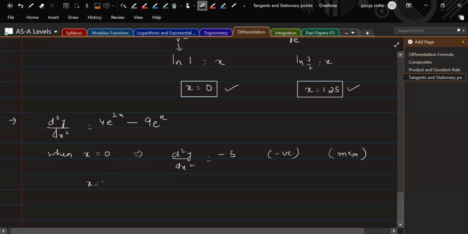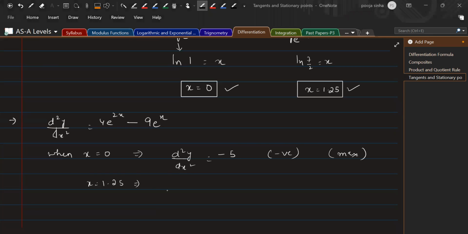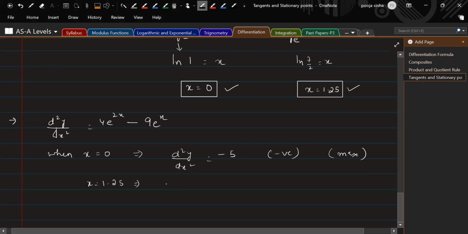And the other one, I don't know how to do this. Do we have to do it the normal way? Normal, yes. Just put in 1.25 and check. But then how do we put it in the calculator? You will have to put it in the calculator. Like you put e raised to power 0, here x is 1.25, so 2 into 1.25, and e raised to power 1.25.